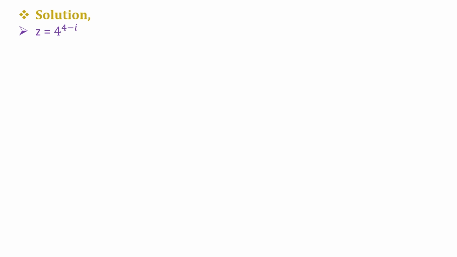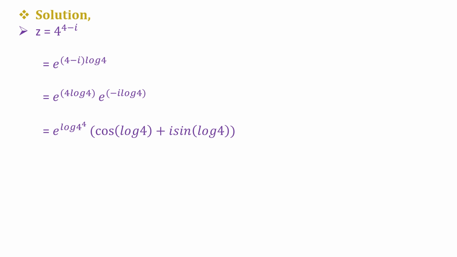Now for the solution, z is equal to 4 raised to 4 minus i, which is equal to e raised to (4 minus i) into log 4. By the property of log, which is equal to e raised to 4 log 4 into e raised to minus i log 4, which is nothing but e raised to log 4 raised to 4 (cos log 4 plus i sin log 4), which is equal to e raised to log 256 (cos log 4 plus i sin log 4).